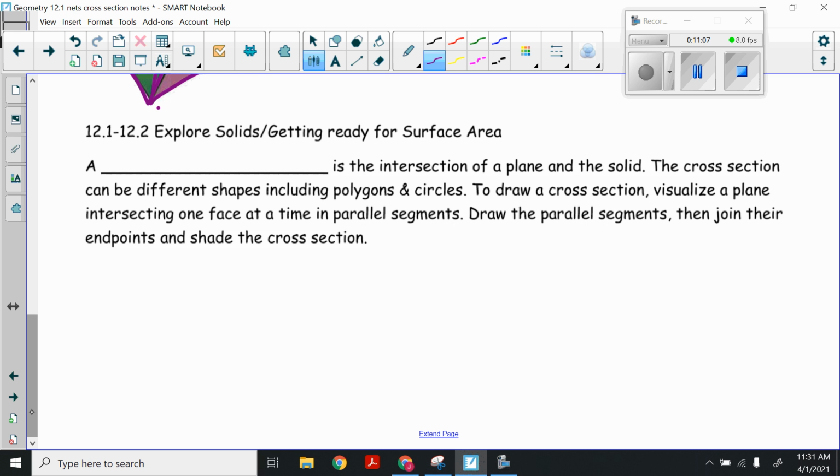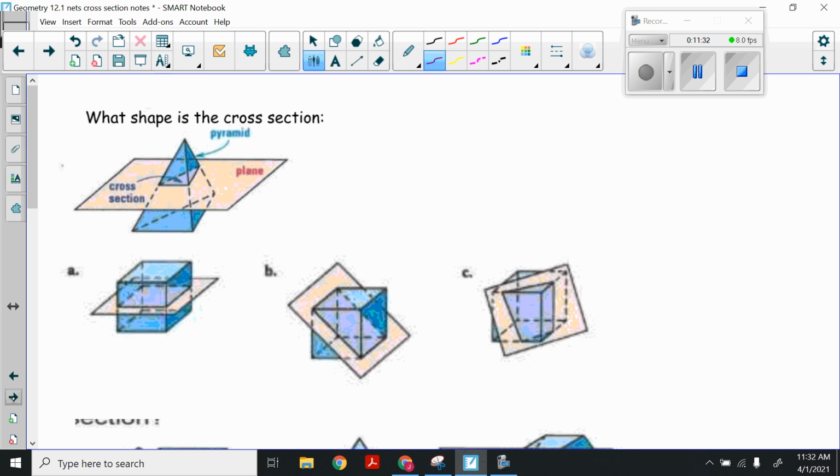First, we want to talk about what a cross-section is. So a cross-section is the intersection of a plane and the solid. The cross-section can be different shapes, including polygons and circles. To draw a cross-section, you will visualize a plane intersecting one face at a time in parallel segments. Draw the parallel segments, then join their endpoints and shade the cross-section. So I have some examples for that.